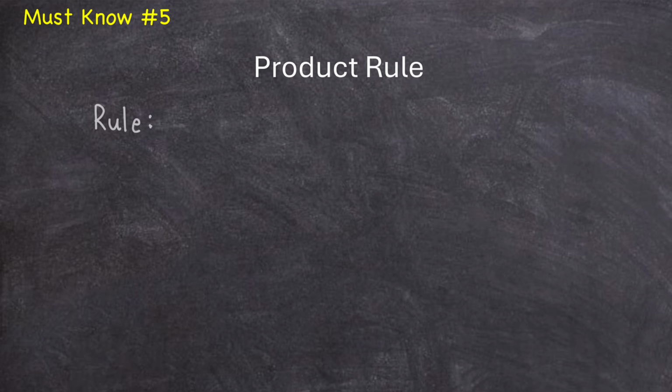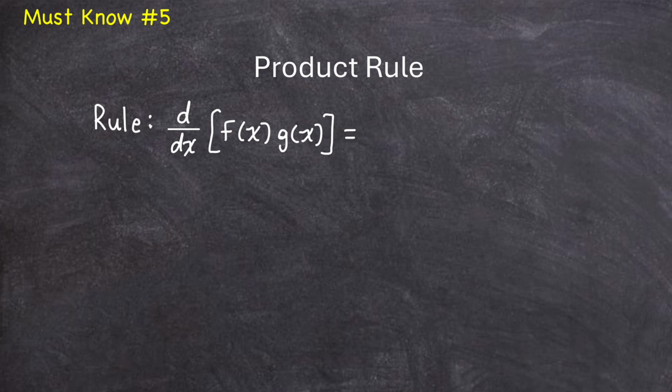Must know derivative rule number 5, the product rule. For this rule, if you're finding the derivative of a product of two functions of x, so the derivative of f of x being multiplied by g of x, the product rule would say that the derivative of this product is equal to the derivative of the first function of x in the product, so f prime of x, multiplied by the second function of x, g of x, plus the derivative of the second function of x, g prime of x, multiplied by the first function of x, f of x.